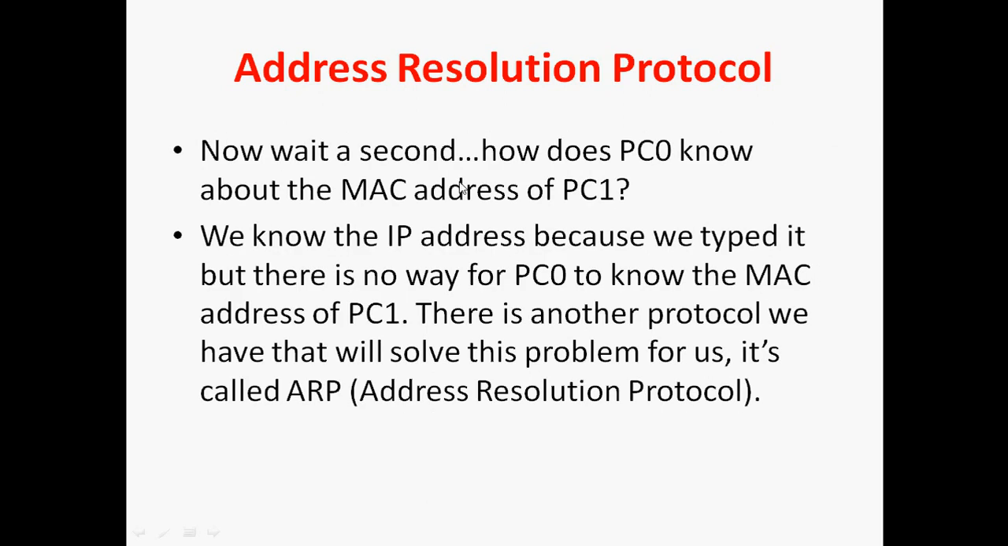Now wait a second, how does PC0 know the MAC address of PC1? We know the IP addresses of PC0 and PC1 because we type them, as we can manually type ping and mention the PC1 IP address. But there is no way for PC0 to know the MAC address of PC1. So there is another protocol that will solve this problem for us. That is the ARP protocol. Using Address Resolution Protocol, we can find out the destination MAC address.